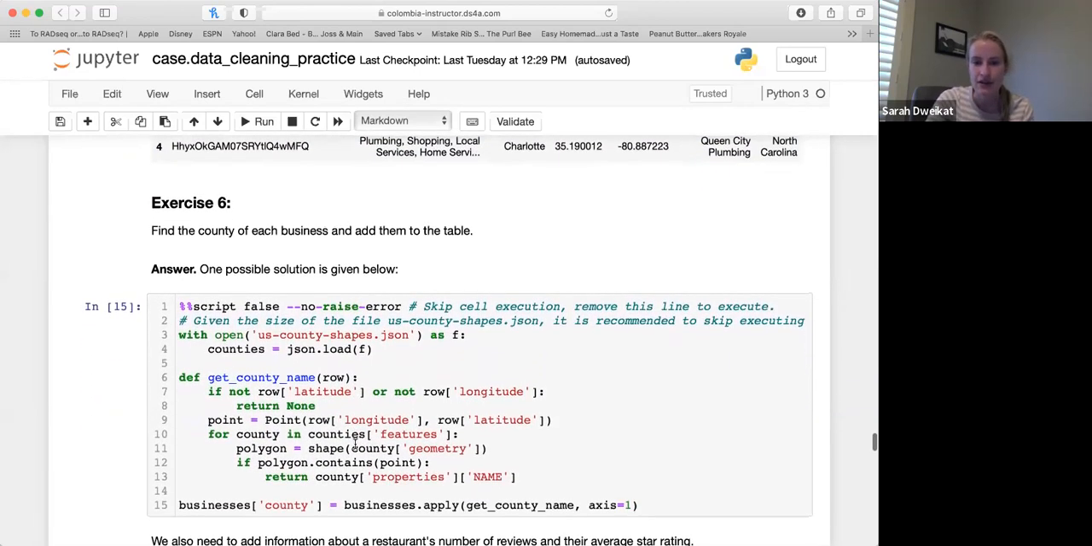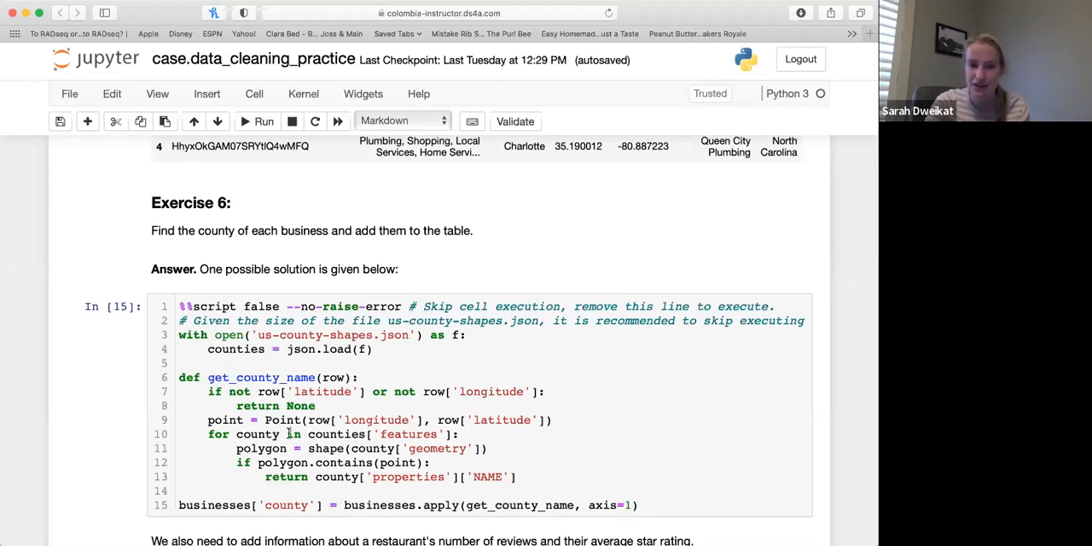Okay, so we're adding county. This is very similar to our state code. You could have copy pasted your state code from up above and put it here. It's doing the exact same thing, except now for our counties data set. We're going to look and see if there's a latitude and longitude. If not, return none. Otherwise, we're going to create a point from each latitude and longitude. And then we want to look in our counties. Counties comes from this name right here for this JSON.